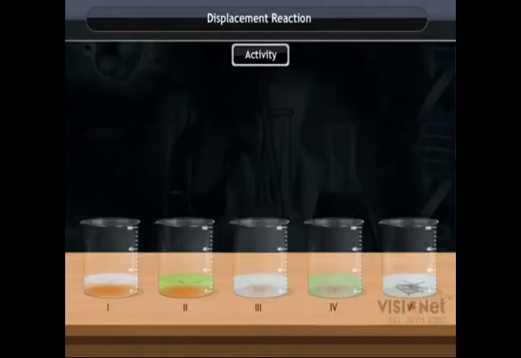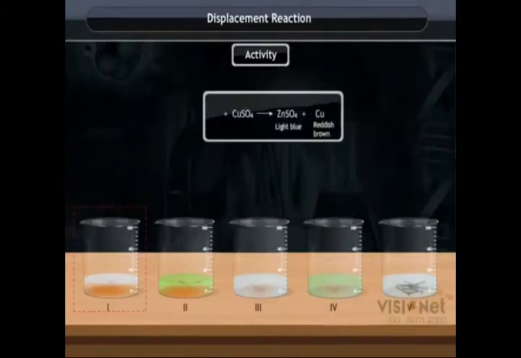In beaker 1, zinc Zn replaces copper Cu from the copper sulfate CuSO4 solution to form zinc sulfate ZnSO4 and copper. Because of this, the blue color of copper sulfate disappears and a reddish-brown substance, that is copper, gets deposited at the bottom of the beaker.